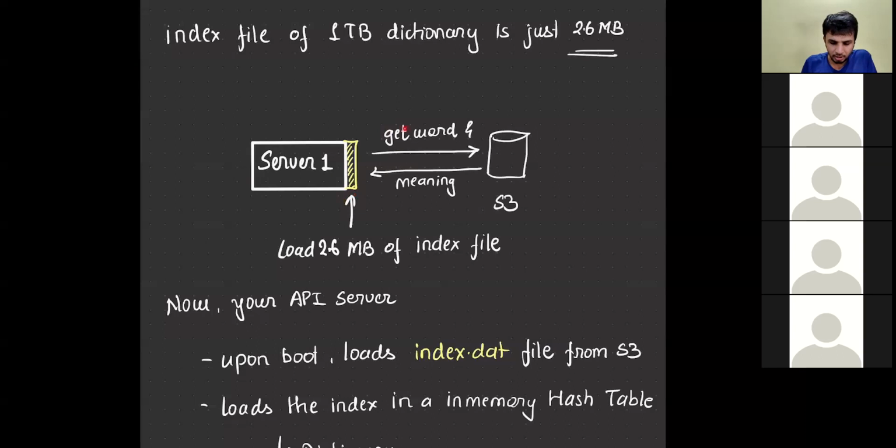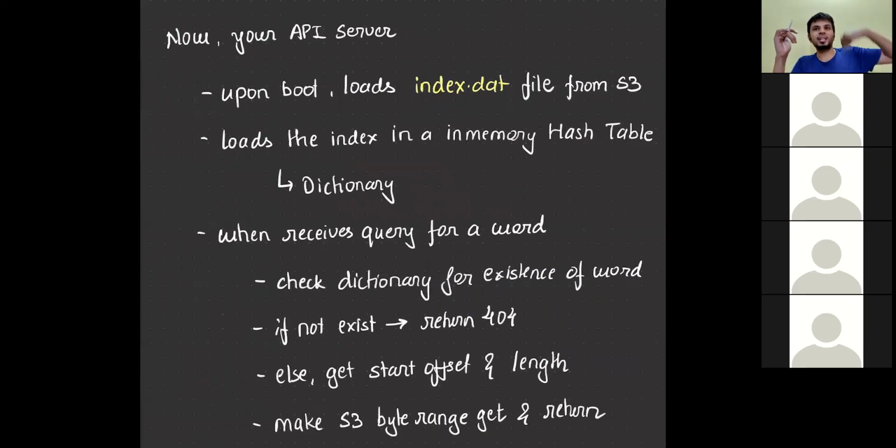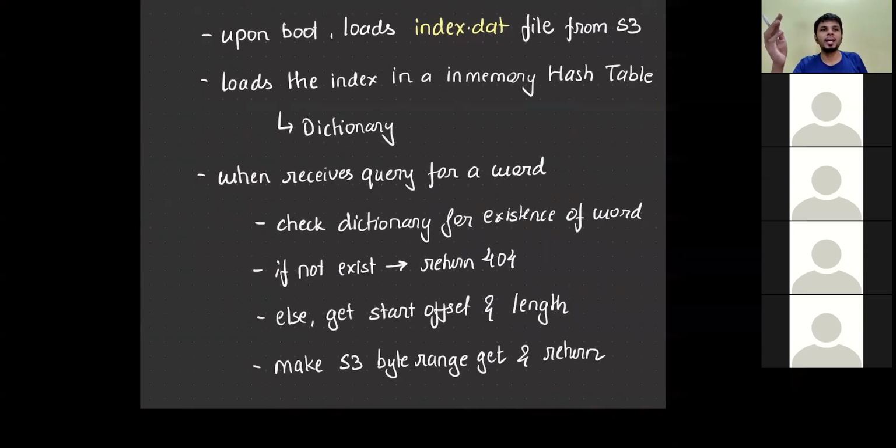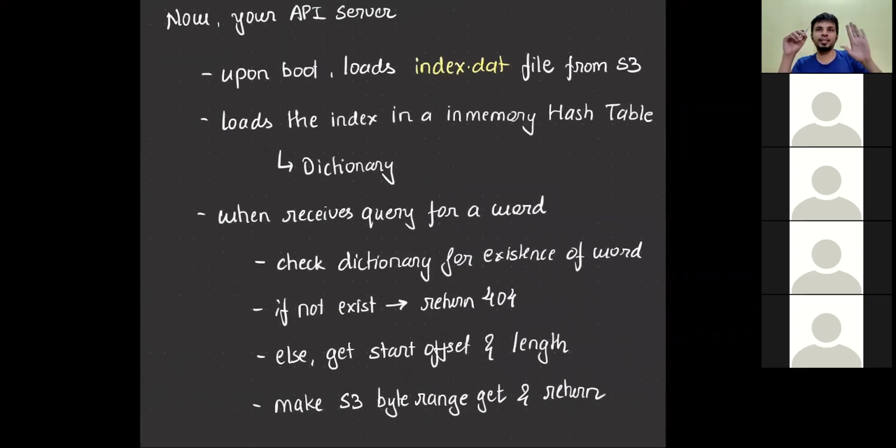From this you'll make a call to S3 for that byte range: from this offset, of this length, give me all the data, which would give you the meaning of the word. So when your server starts, you load the index.dat file from S3. You load this index file in an in-memory hash table dictionary. When you receive a query for a word, you check the dictionary for the existence of the word. Locally, you have the index file already.